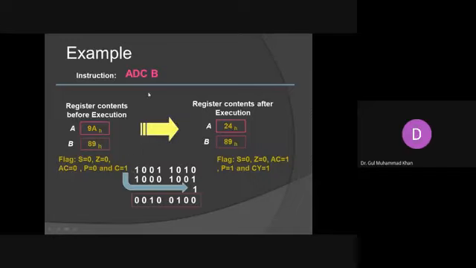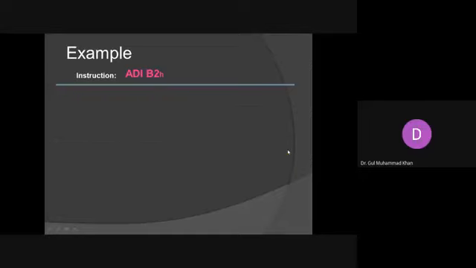Let me repeat this whole slide again. ADC B actually means A, the content of register A, B, and the carry. This is the A value, this is the B value, and this is the C value. Once they are added, the result is stored in register A, and these are the corresponding flags affected by this operation.